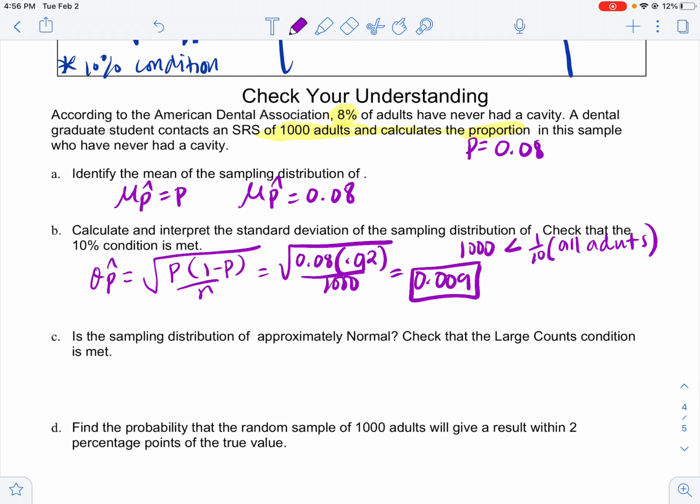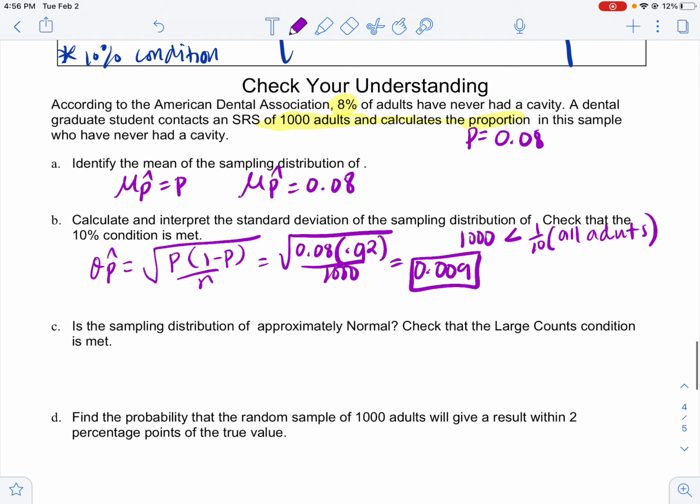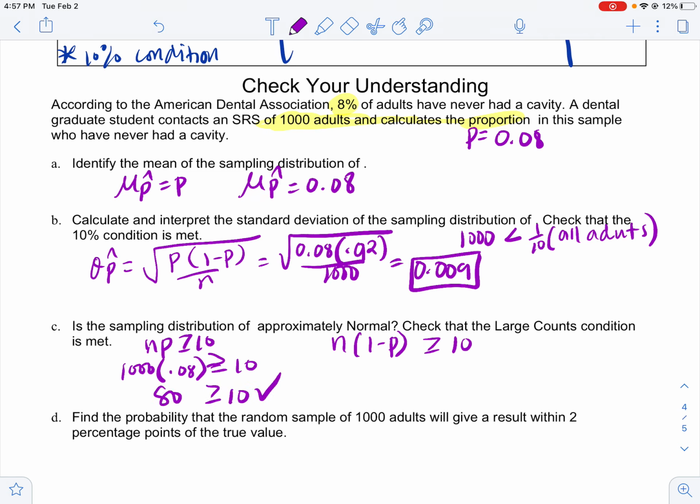Is the sampling distribution approximately normal? Check the large count condition is met. So, nP greater than or equal to 10, and n times 1 minus P greater than or equal to 10. So many conditions to remember, yeah? Our n is 1,000. Our P is 0.08. So nP is 80, and 80 is indeed greater than or equal to 10.